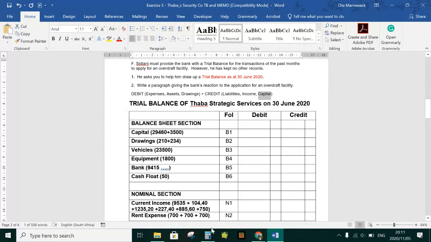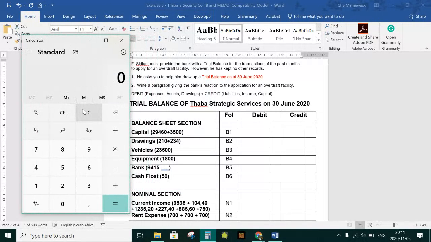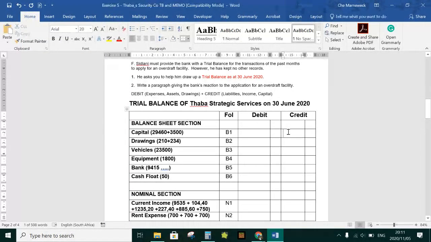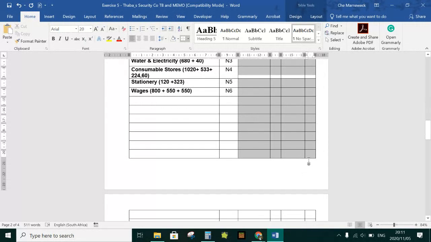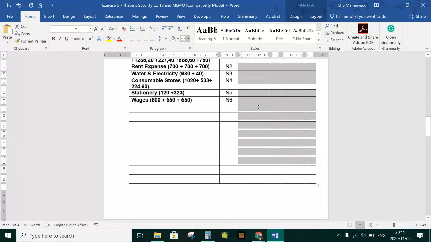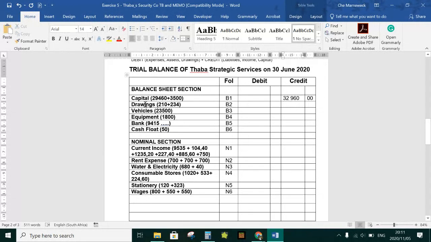So I need to add those two amounts together. So 29460 plus 3500, 32960, and it goes on the capital credit 32960. That font is too big. Just make that smaller. There we go. Okay. Drawings.